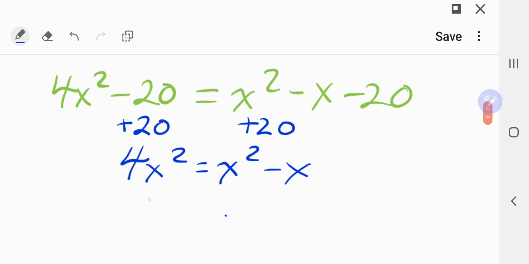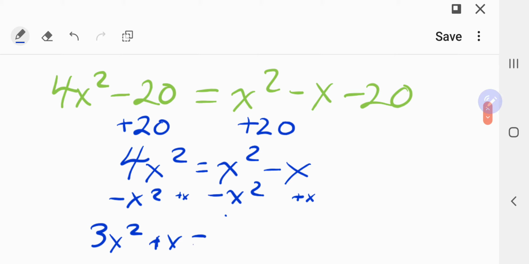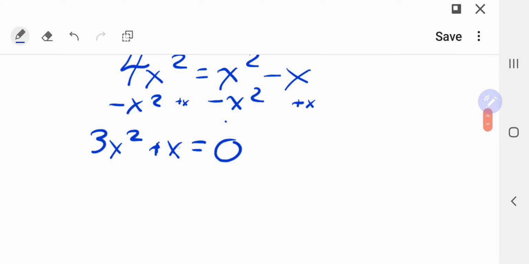All right. I'm going to subtract x. I'm going to move them over here. Now, and this is controversial, two steps at once, plus x also. Try to follow along. 3x squared plus x equals 0. 0 for you Spanish students.